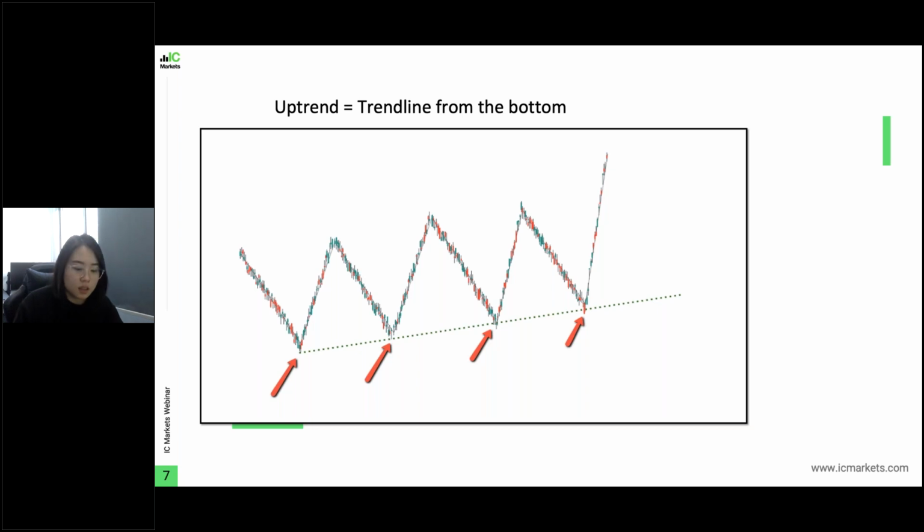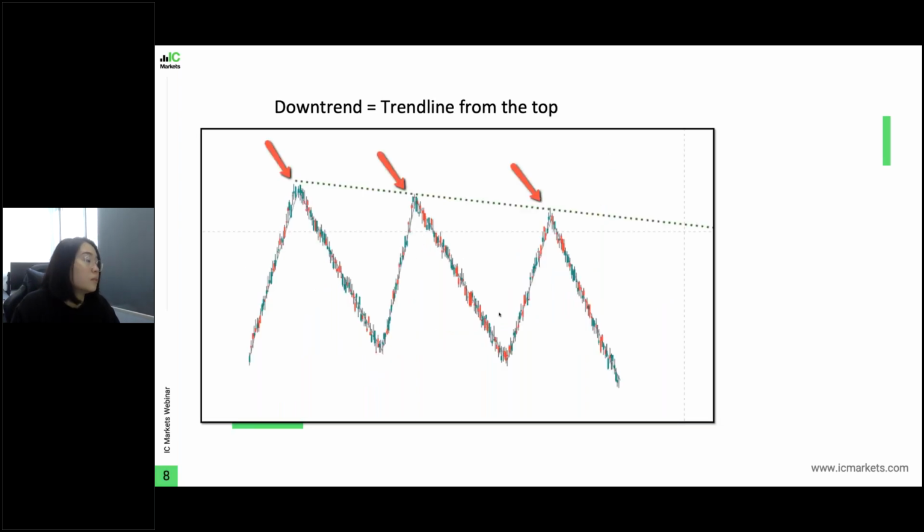That's probably why you don't see it. Okay, let's go into the next slide. There's a lot of slides, man. Okay, same for downtrend. You draw it from the top and minimally 3 touches. Anything lesser than 3 touches, we do not consider a trend line.